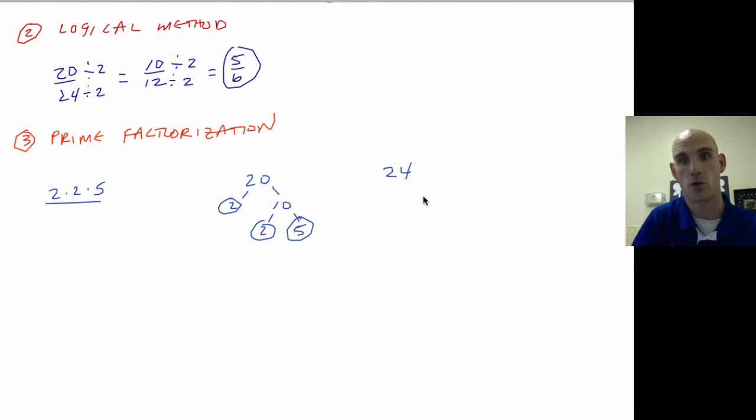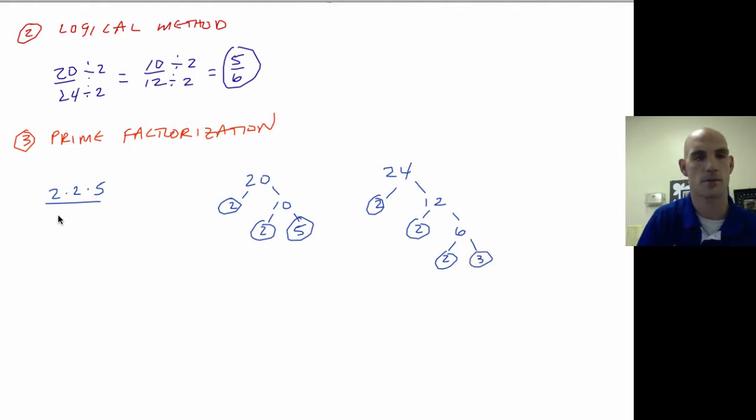That's another way to write 20. I'm going to do the same thing for 24. 2 times 12, I circle 2 because it's prime. 2 times 6, I circle 2 because it's prime. 2 times 3, I circle 2 and 3 because they're both prime. On the bottom, I've got 2 times 2 times 2 times 3. And what I'm going to do now is I'm simply going to cross out things that are the same. And what I'm left with is 5 on top and 2 times 3 on bottom, which is 6.